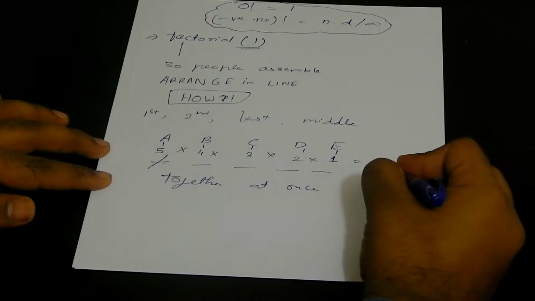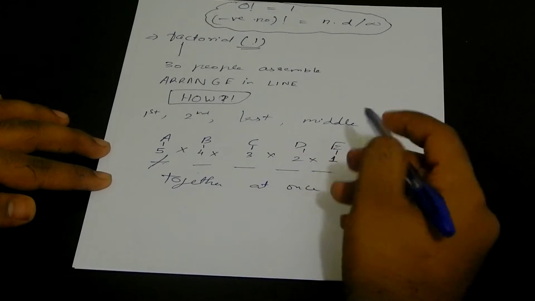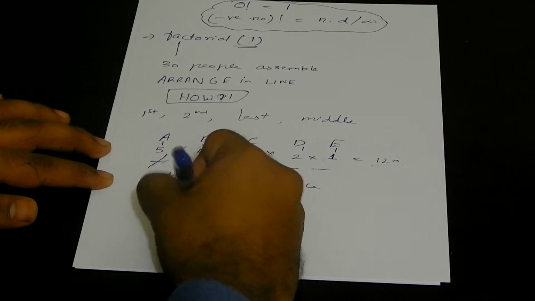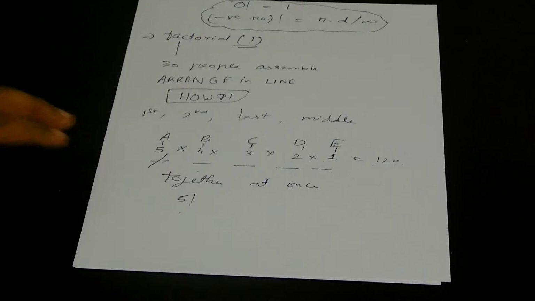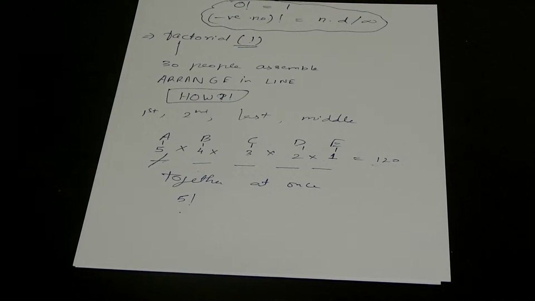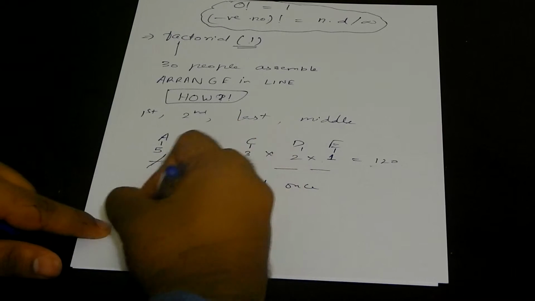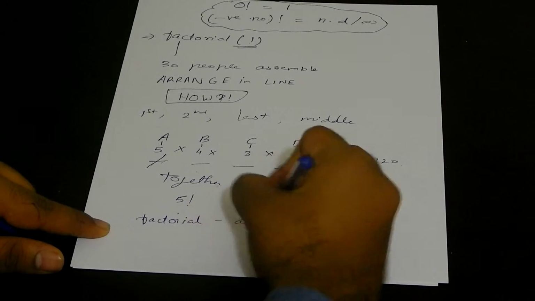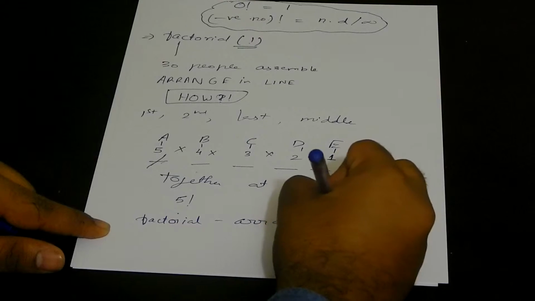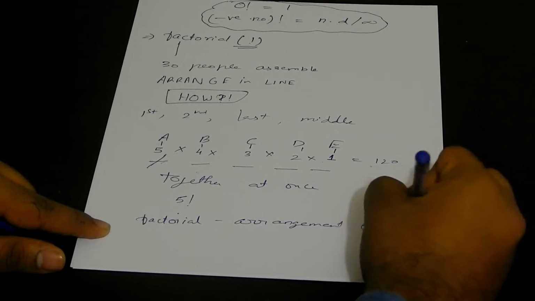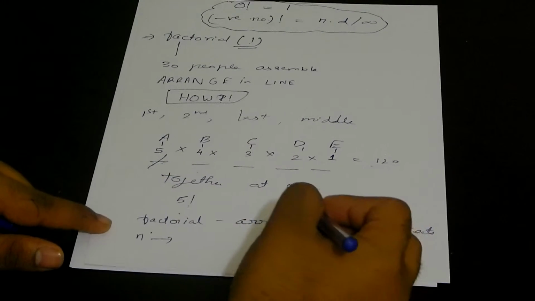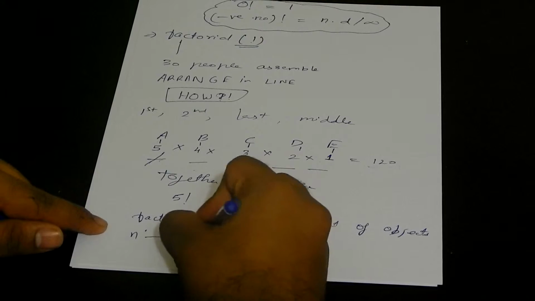So when I looked at this product, I felt that a simpler way to write this would be 5 factorial. At this moment, the true meaning of factorial struck my mind. Well, a factorial is nothing more than an arrangement of objects. So suppose we have n objects. To find the total number of possible arrangements, it would be n factorial.